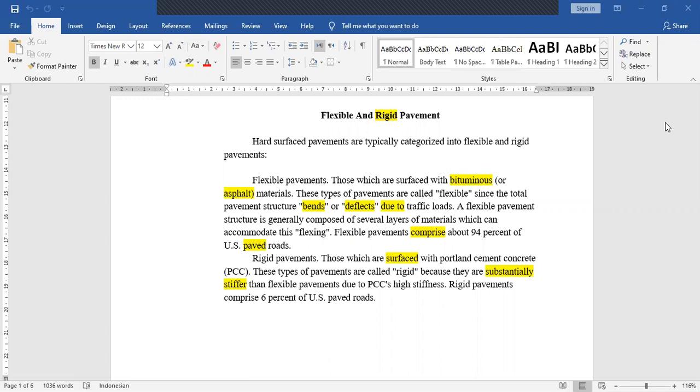Rigid pavements are those which are surfaced with Portland cement concrete, or PCC. These types of pavements are called rigid because they are substantially stiffer than flexible pavements due to PCC's high stiffness. Rigid pavements comprise 6% of US paved roads.